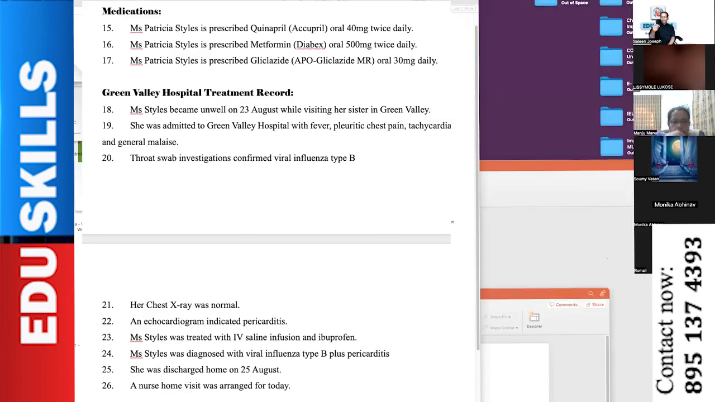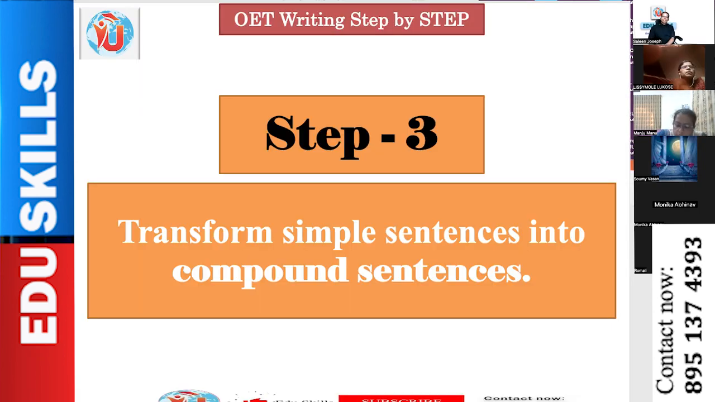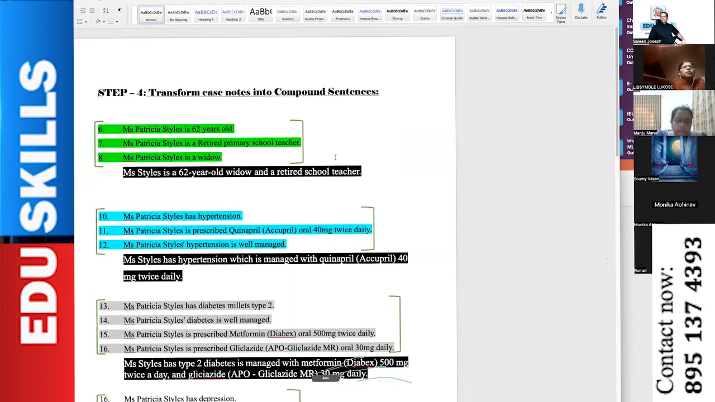Once you write on the case note, as you go on reading, you write in the space of the case note. Then you try to write them together in a sheet of paper. Then you know how to Google convert. Again, you have a video guiding you for that, how to type the text using the Google convert. Now what is the next step? Simple sentences into compound sentences.